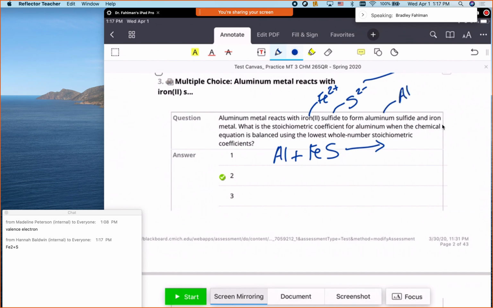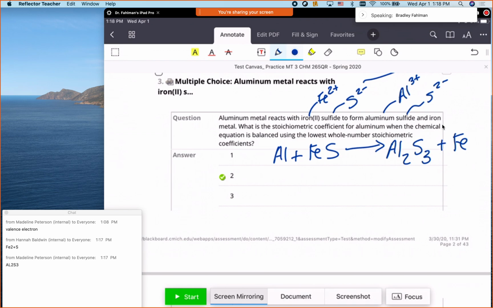So again, aluminum has that, sulfide is that. So what is the formula for aluminum sulfide? Al2S3, yep, exactly. Okay, plus iron metal. Okay, so that is your unbalanced equation. So now it's just asking, what's the coefficient for aluminum when it's balanced?